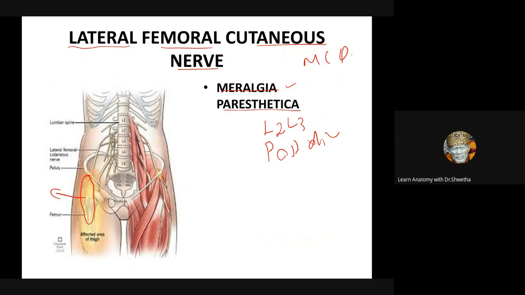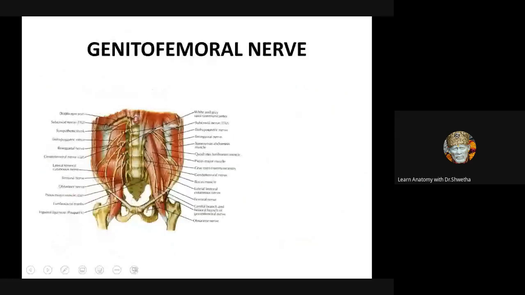Now we will discuss the genitofemoral nerve. See here, this is the genitofemoral nerve. Can you all tell me the root value of this, students? No problem if you make mistakes. L1 and L2. Excellent. The ventral ramus of L1 and L2 forms the genitofemoral nerve.